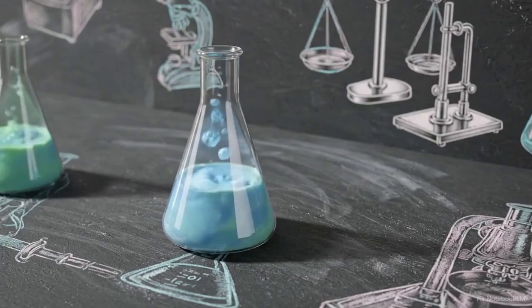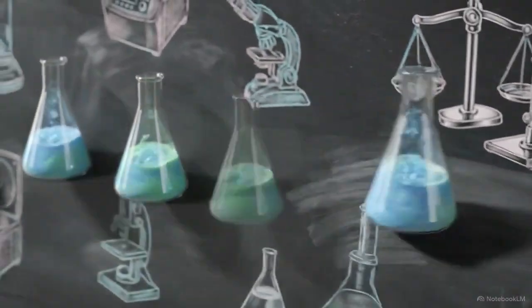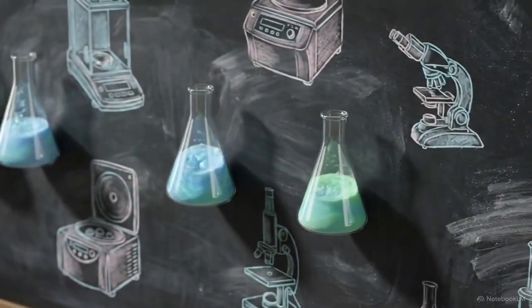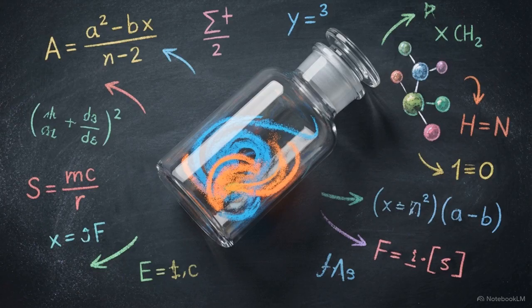Because these rules are centuries old and mathematically proven, mastering them is the first step to solving any modern chemical equation. We begin with the most foundational rule, the law of conservation of mass. This law states that mass can neither be created nor destroyed during a chemical reaction.